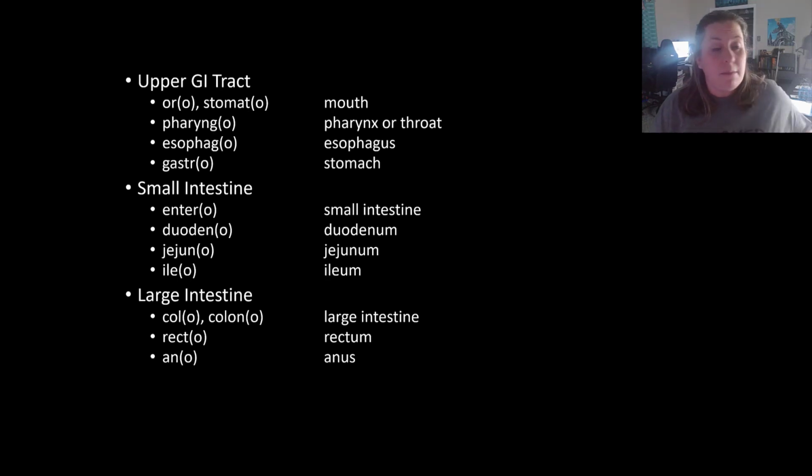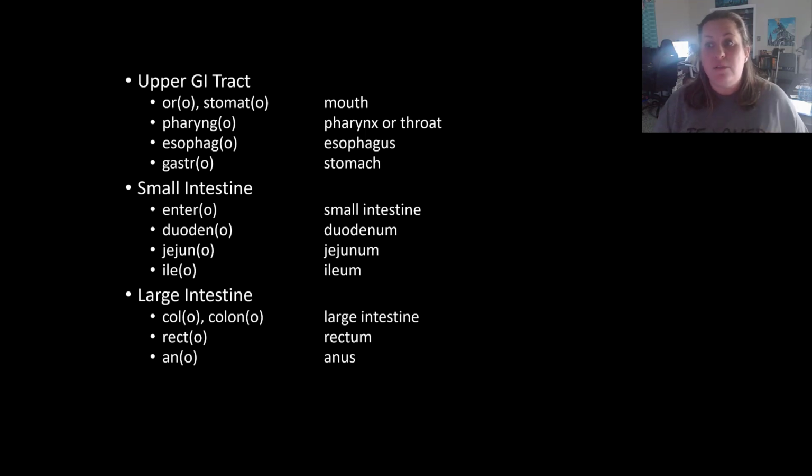So the digestive system is broken down into sections, kind of like what we saw with the respiratory system where you had upper and lower. We have something kind of similar. We have the upper GI tract, then you have the small intestine and the large intestine. And so the upper GI tract is going to deal mostly with the mouth, the throat, or what we call the pharynx, the esophagus, and then down to the stomach.